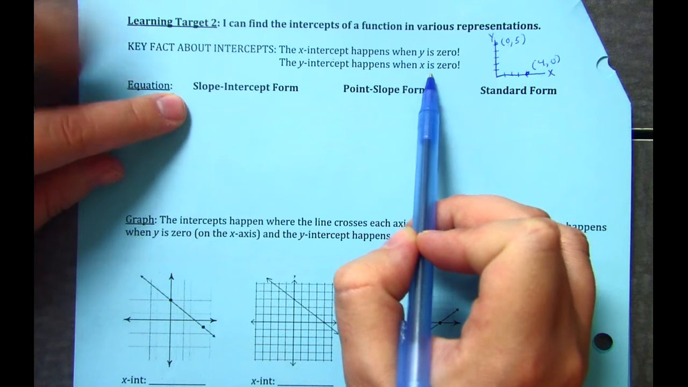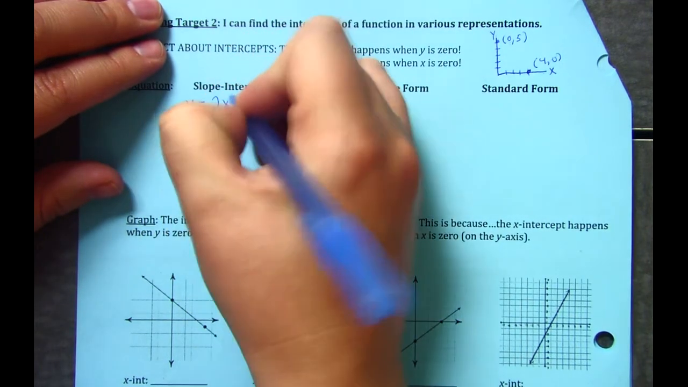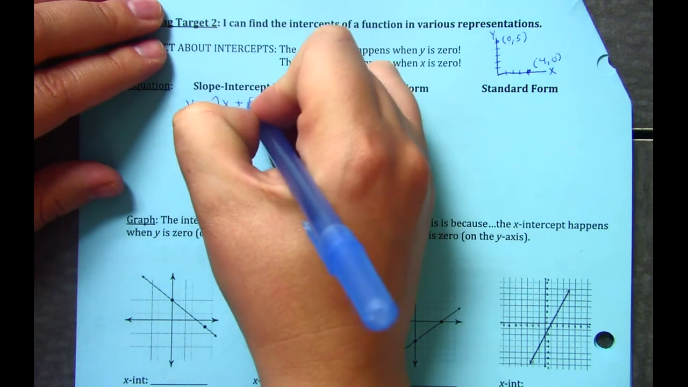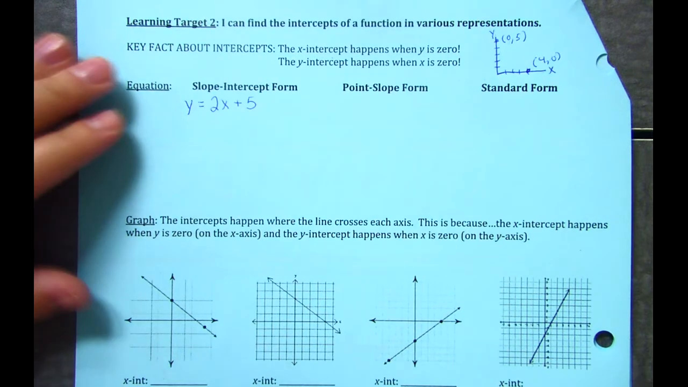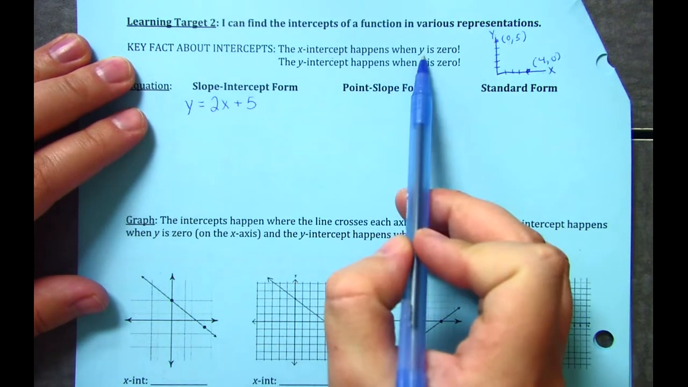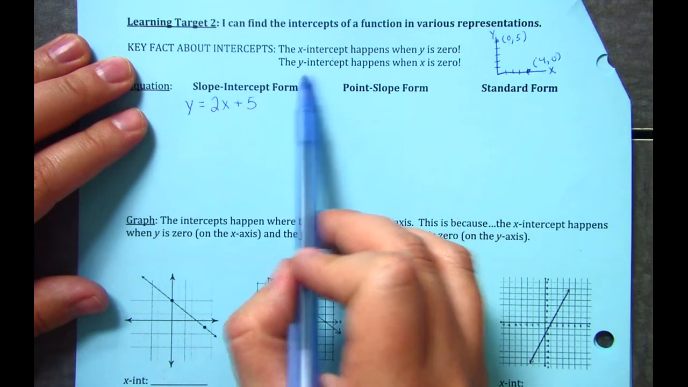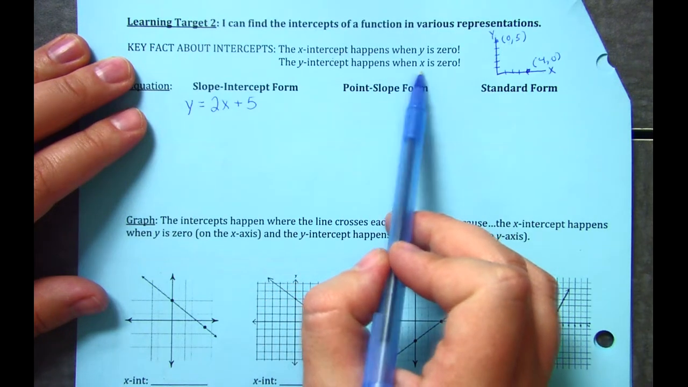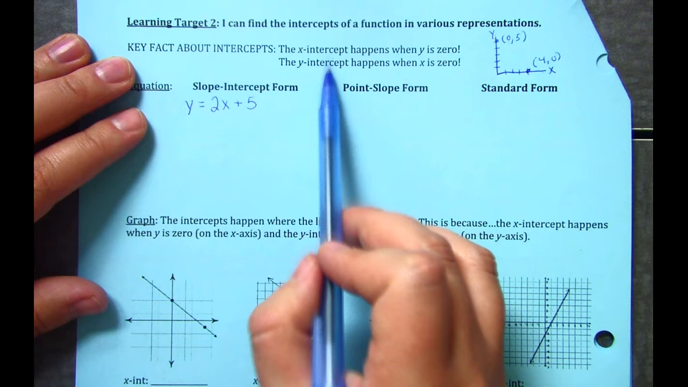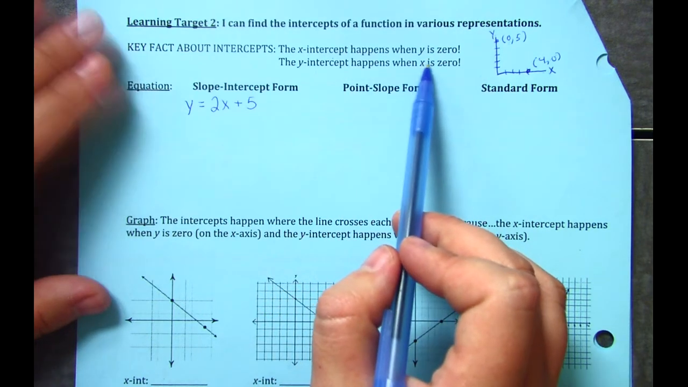So let's think of a function in slope-intercept form. Let's think of y equals 2x plus 5. In order to find the x-intercept, we're going to put 0 in for y and solve to see what x is. In order to find the y-intercept, we're going to put 0 in for x and solve to see what y is. To find each intercept, you put 0 in for the other letter and solve.